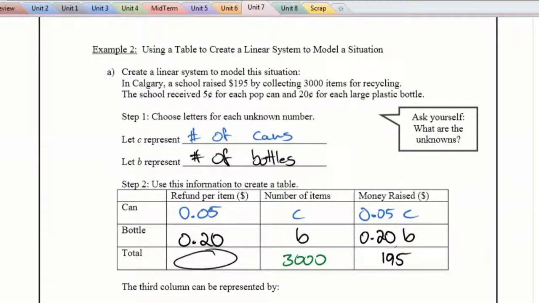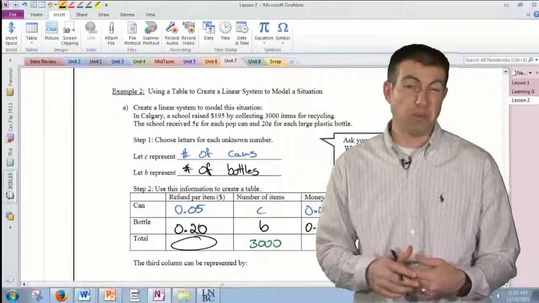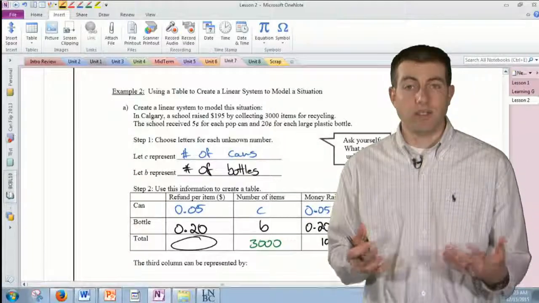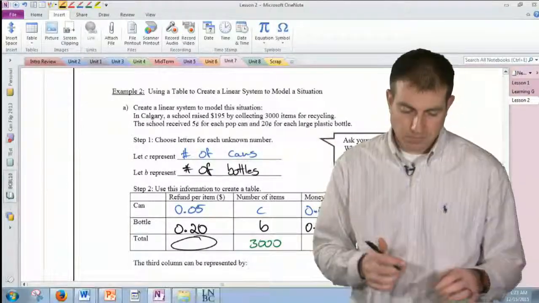So this is just a way of organizing the information in this table. You probably could have looked at the information and maybe come up with these equations on your own. Sometimes the table is just kind of nice because it helps us organize our thoughts.